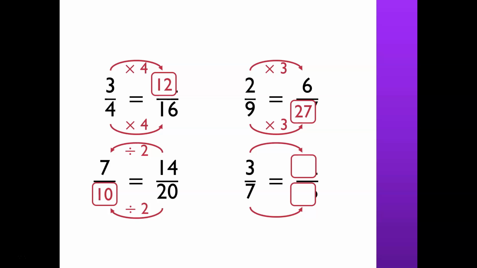Remember, so long as we multiply both the numerator and the denominator by the same number, we will always get an equivalent fraction. So I could multiply both 3 and 7 by 12, getting an equivalent fraction of 36 parts of 84. Or if I multiply by 100, I would get an equivalent fraction of 300 over 700.